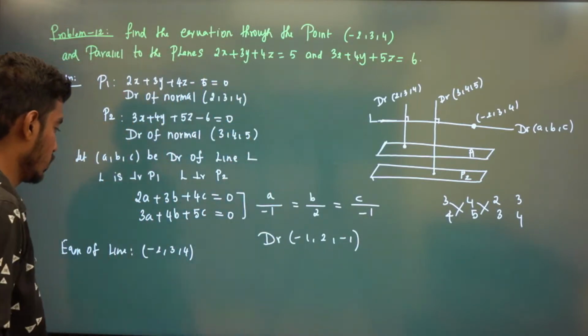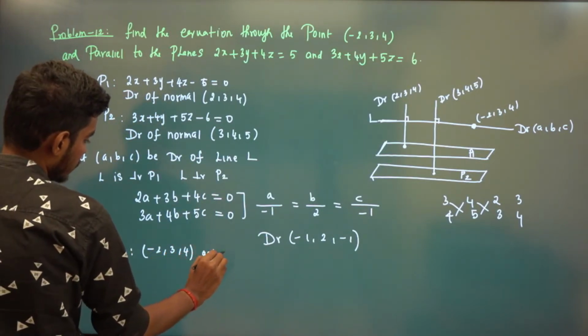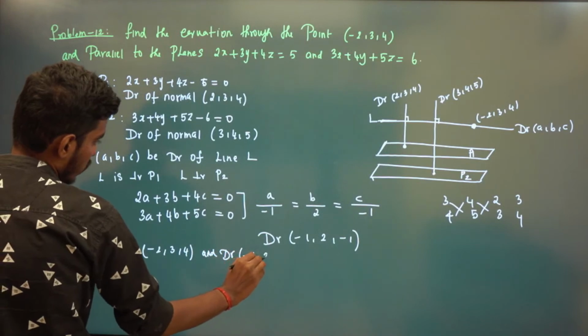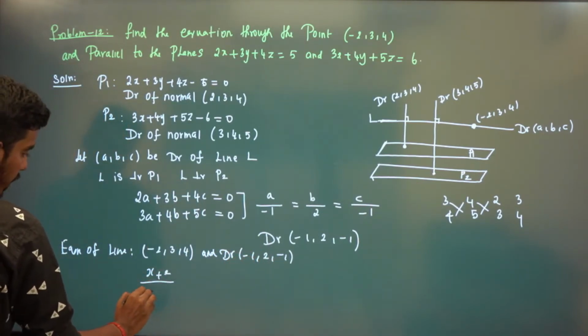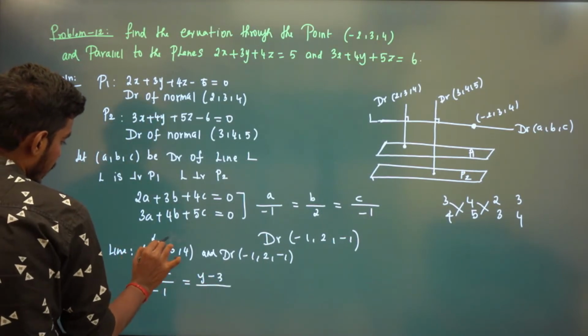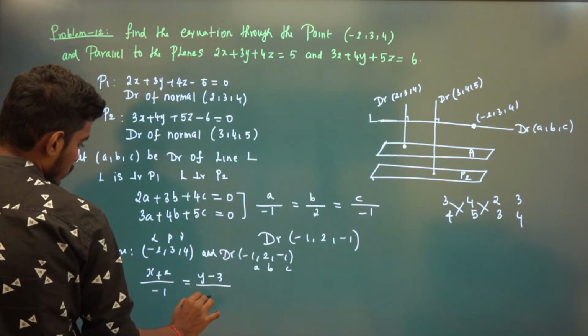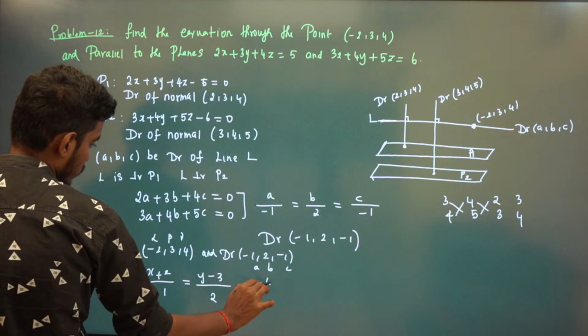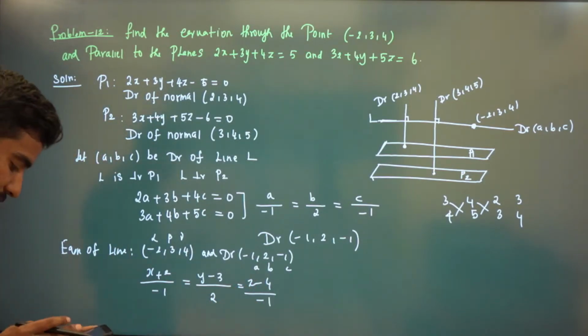Careful about that. So the equation of the line passes through minus 2 comma 3 comma 4, and has direction ratio minus 1 comma 2 comma minus 1. So it will be x plus 2 divided by minus 1, y minus 3 divided by 2, this is our alpha beta gamma, this is our a b c, z minus 4 divided by minus 1. This is the equation of the line in symmetrical form.